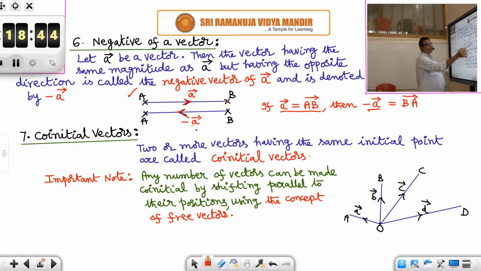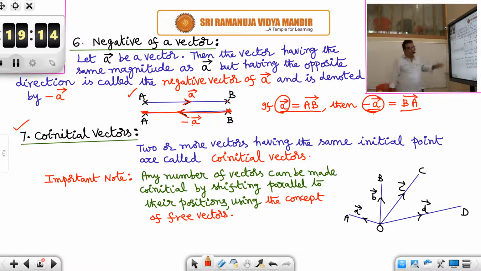That means BA bar. Minus A bar is nothing but BA bar, because B becomes the initial point and A becomes the terminal point, and the arrow is in this direction. So the negative of a vector is indicated by minus A bar. If A bar is a vector, then the negative of the vector is minus A bar. It is nothing but BA bar. For AB bar, BA bar. For PQ bar, QP bar. That is just the negative of a vector.